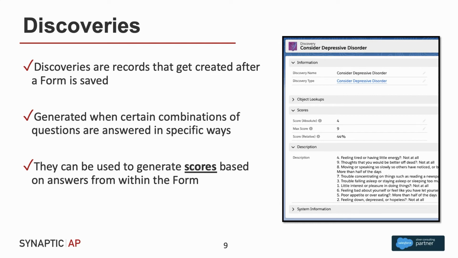So we set up the criteria when we build the form to say question 1 was answered this way, and question 2 was answered this way, and question 3 was answered that way. Because that criteria was met, please create a discovery for me. And they can also be used to generate scores. So you can see here on the right-hand side, we can calculate the different score. We can give different weights to the different questions inside of the form and calculate a score there, and then use that score wherever we want inside of Salesforce for whatever purposes we might need them for. So that's what discoveries are good for.